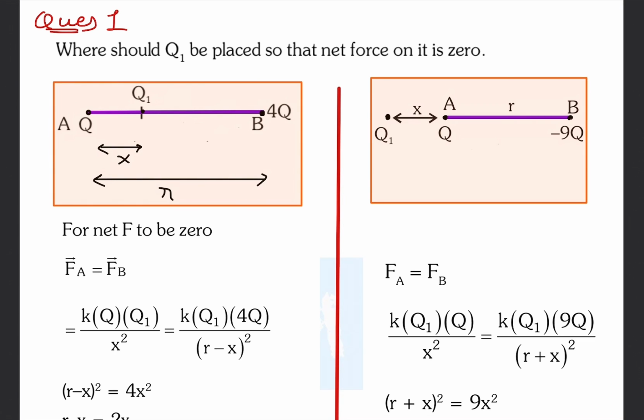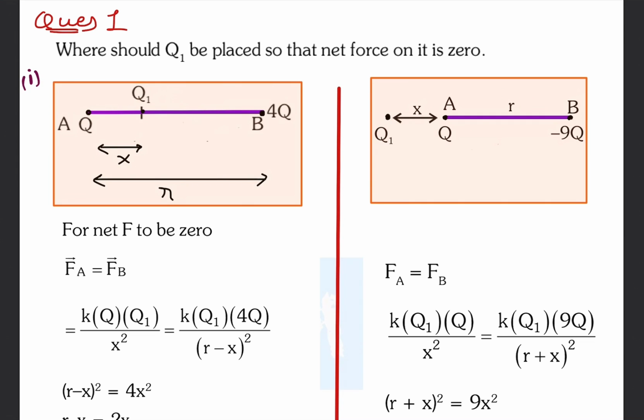Now the question is, where should a charge q1 be placed so that the net force on it is 0? Now I have actually taken two questions, so that I can explain the minute difference, and also you would not be confused in any situation after solving these two questions. Okay, students.